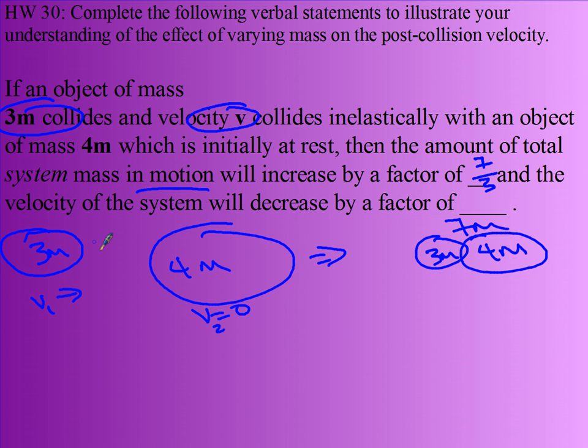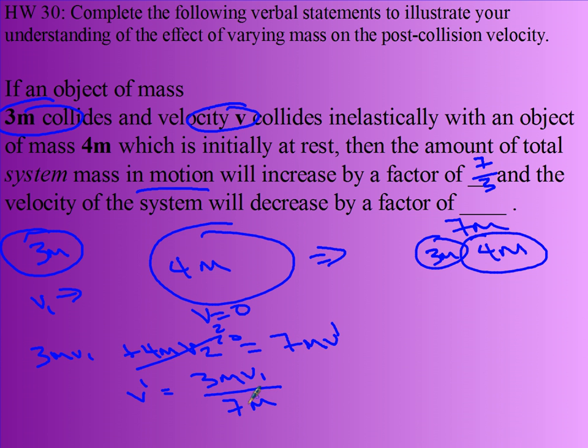Let's find what the velocity is. 3m times v1 plus 4m times v2 has to equal 7m v prime. v2 is 0, so that goes away. So v prime is 3m times v1 divided by 7m. The masses cancel. So this becomes 3/7 v1. So the velocity of the system is going to decrease by a factor of 3/7.